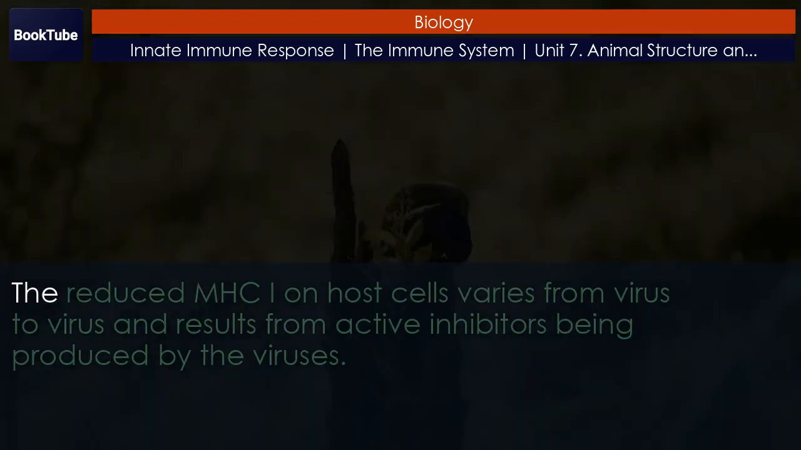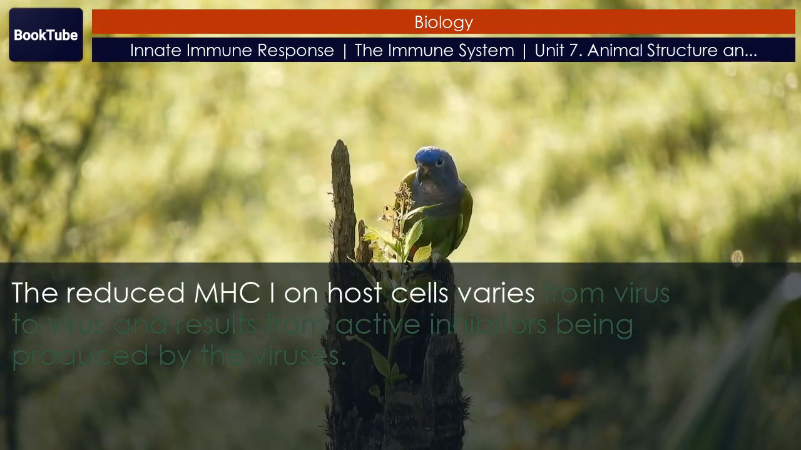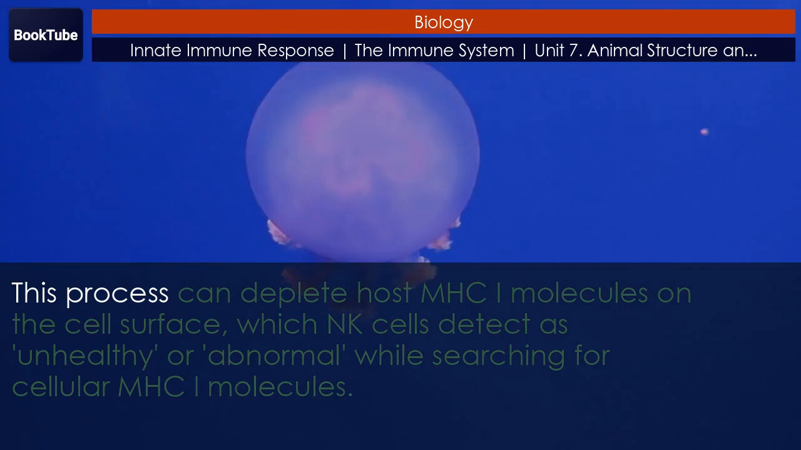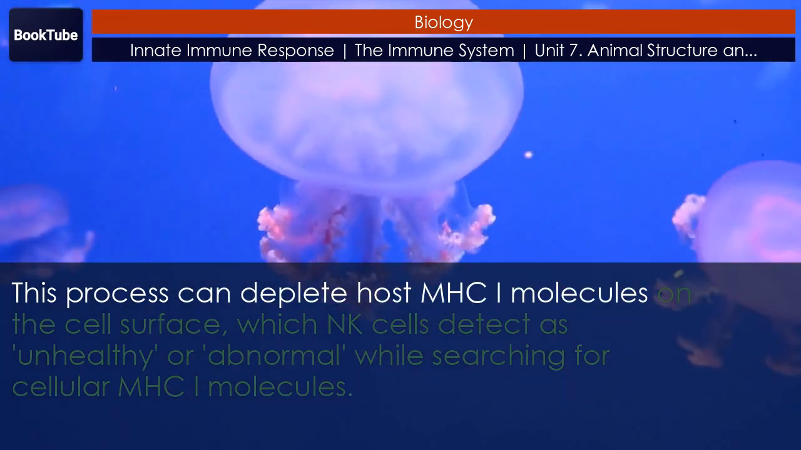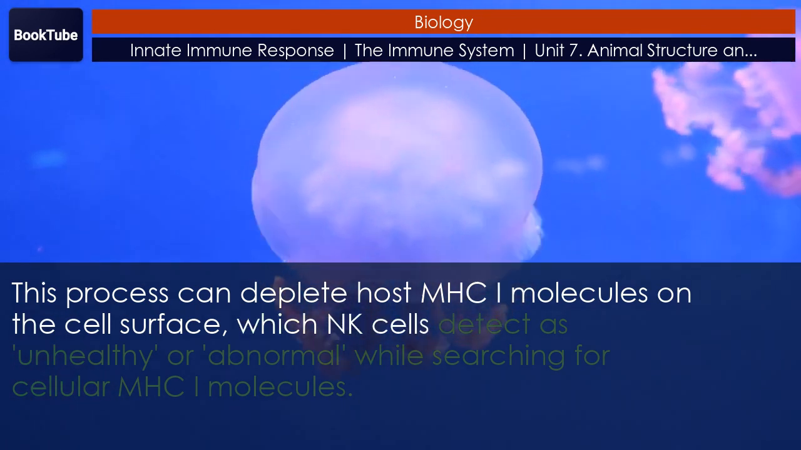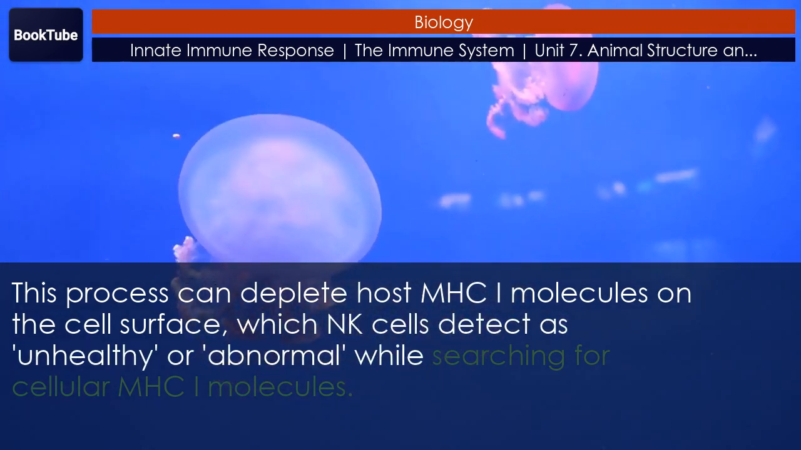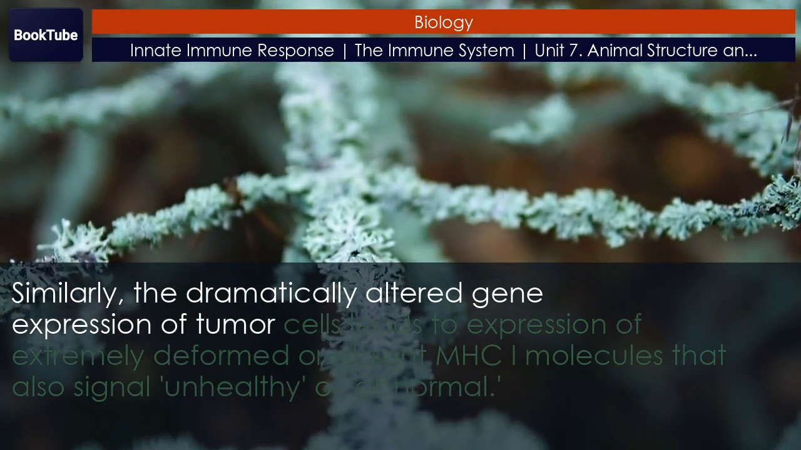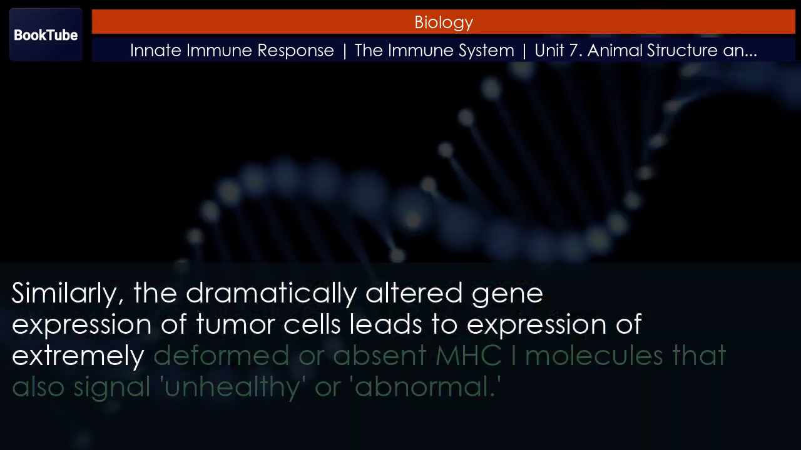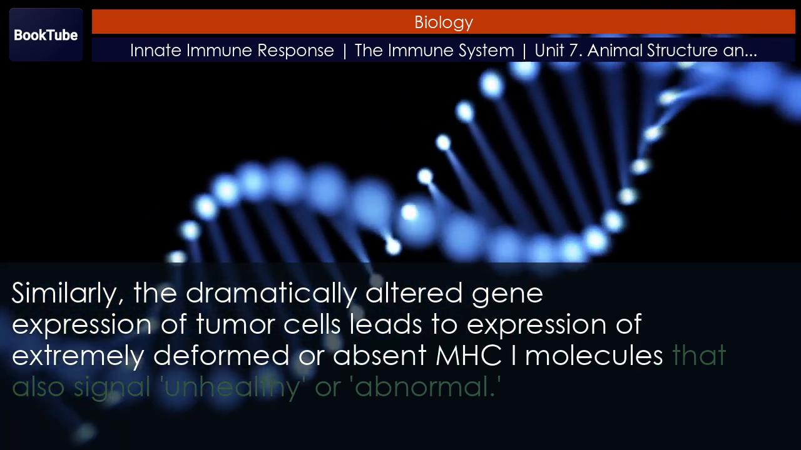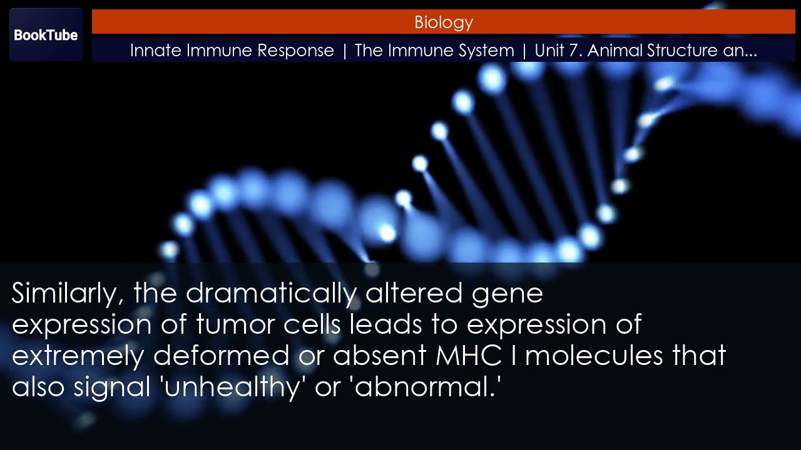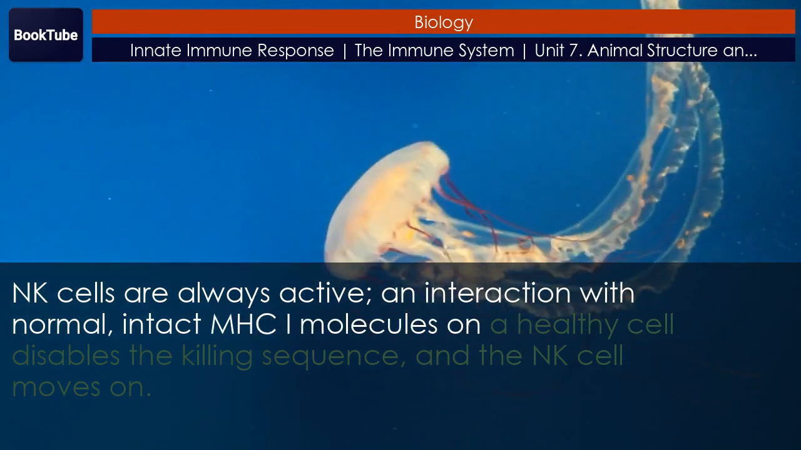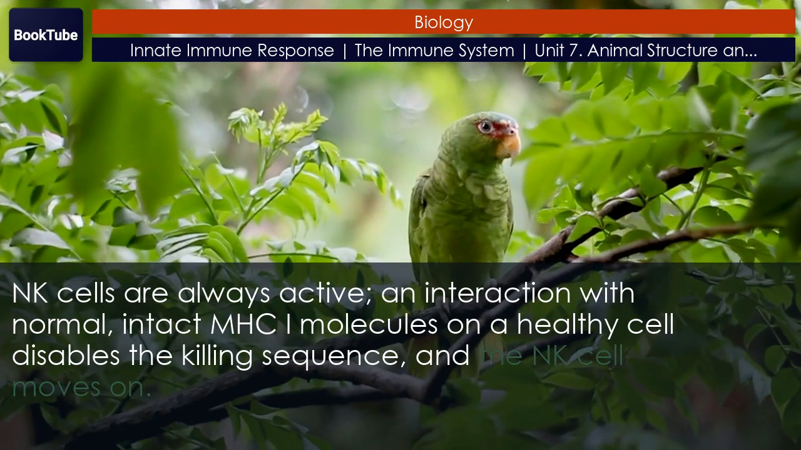cell surface. The reduced MHC I on host cells varies from virus to virus and results from active inhibitors being produced by the viruses. This process can deplete host MHC I molecules on the cell surface, which NK cells detect as unhealthy or abnormal, while searching for cellular MHC I molecules. Similarly, the dramatically altered gene expression of tumor cells leads to expression of extremely deformed or absent MHC I molecules that also signal unhealthy or abnormal. NK cells are always active. An interaction with normal, intact MHC I molecules on a healthy cell disables the killing sequence, and the NK cell moves on.